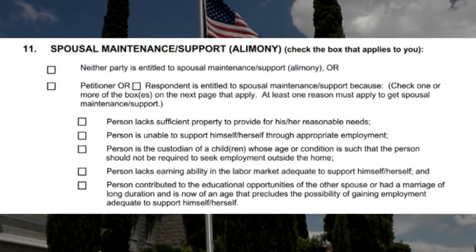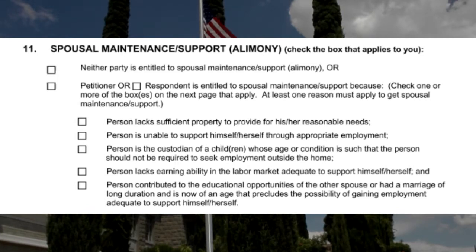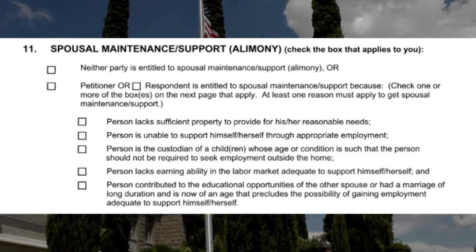If you are requesting spousal maintenance, commonly known as alimony, read number 11 very carefully. If you don't think alimony arrangements will be necessary, check the first box and move on. Otherwise, if you feel that you or your spouse is entitled to alimony, check the box to show which one of you should receive it, and then check the boxes that follow to tell the judge why you feel the court should make an award of alimony.